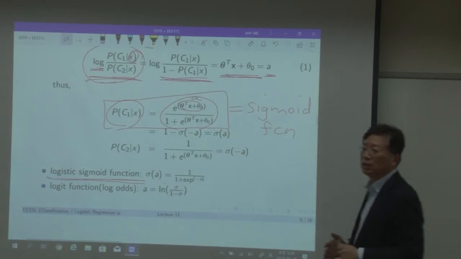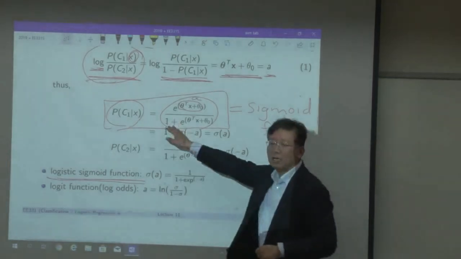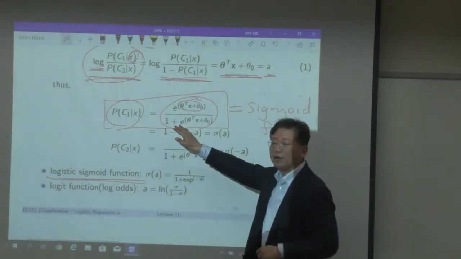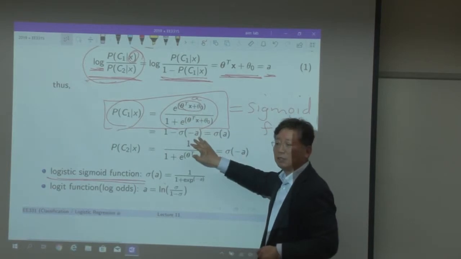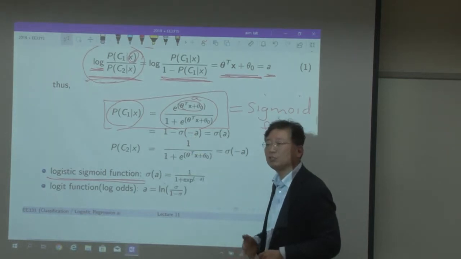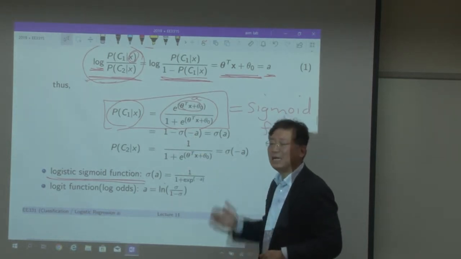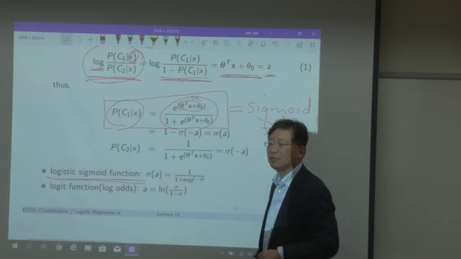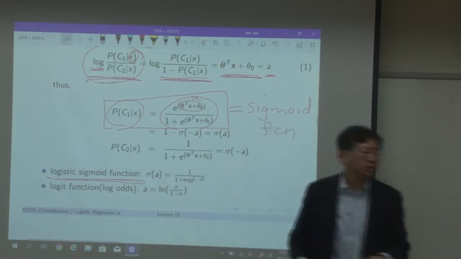Logistic regression, LR, is modeling the classifier as a sigmoid. Okay, and what is the decision boundary in the logistic regression? It's a line. Okay, let me emphasize this.